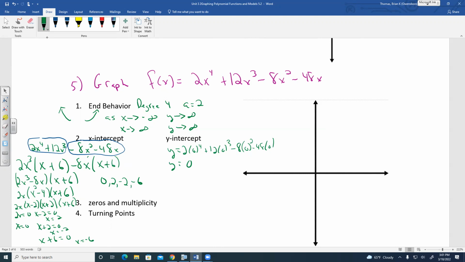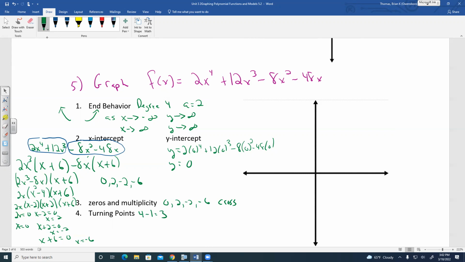So the multiplicities and zeros. Again, there are 4 zeros: 0, 2, negative 2, and negative 6. And since they all have a multiplicity of 1, we know that the graph is going to cross at each one of those zeros. The turning points, 4 minus 1 is actually going to be 3. So at most there's going to be 3 turning points.